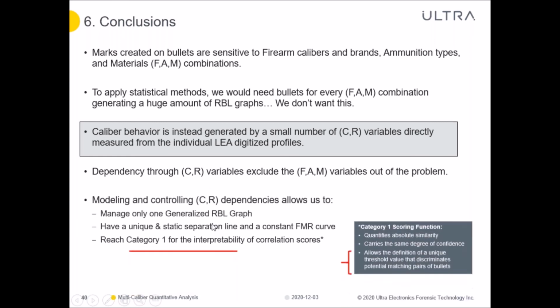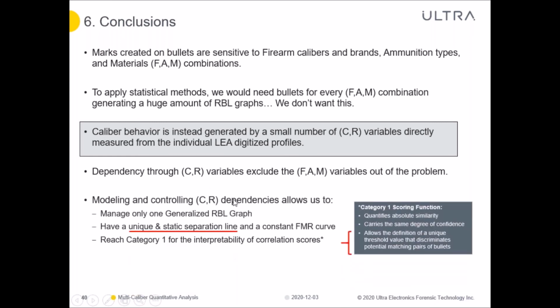And finally, modeling and controlling CNR dependencies allows us to first manage only one generalized RBL graph, allows us to have a unique and static separation line and a constant false match rate curve, and finally, allows us to reach category 1 for interpretability of correlation scores. The generalized RBL graph is already integrated into the Quantum application. Thank you for your attention.